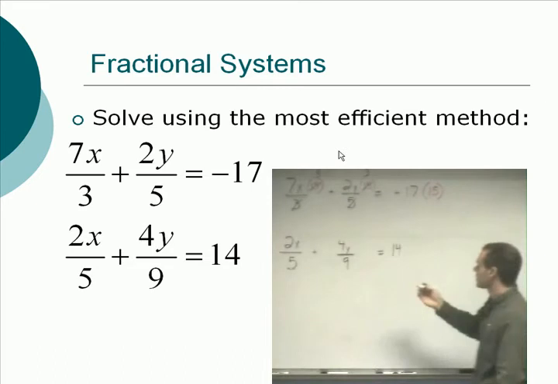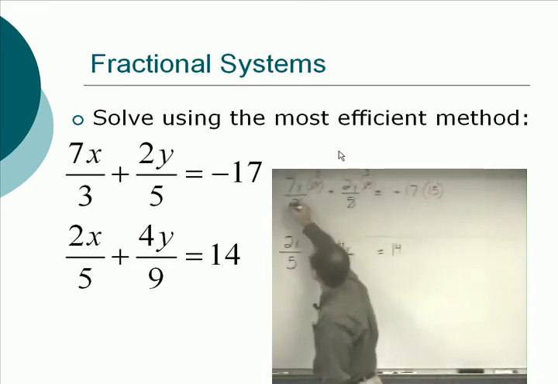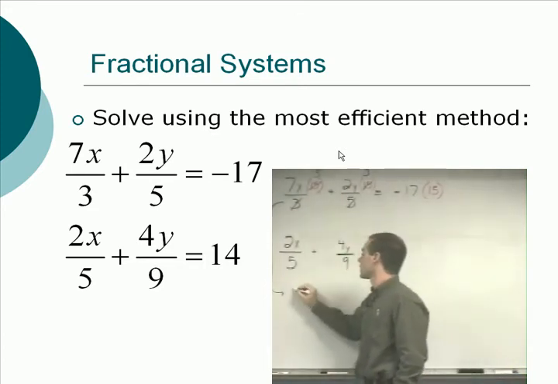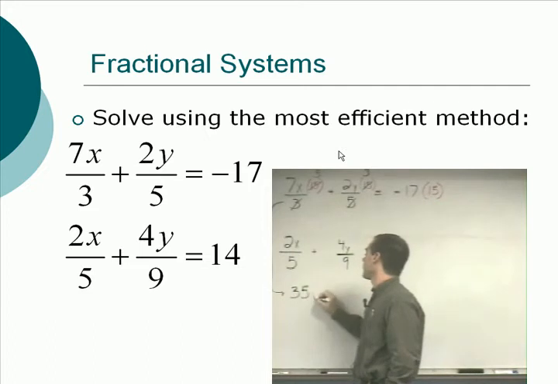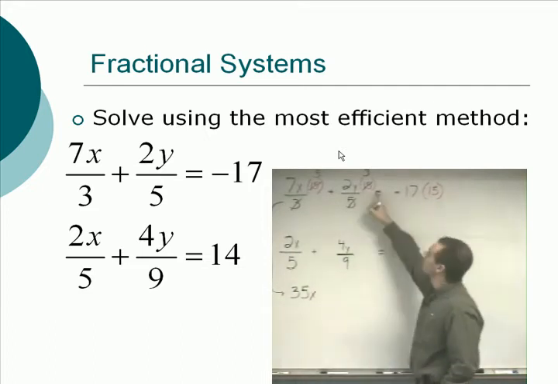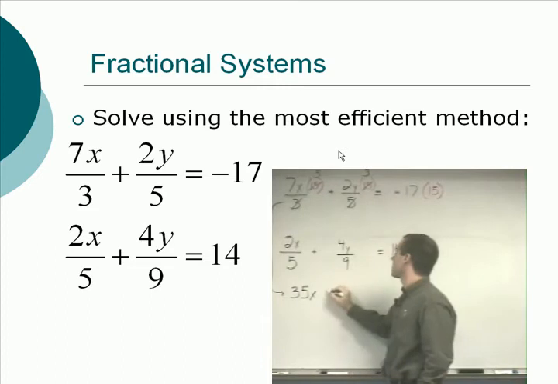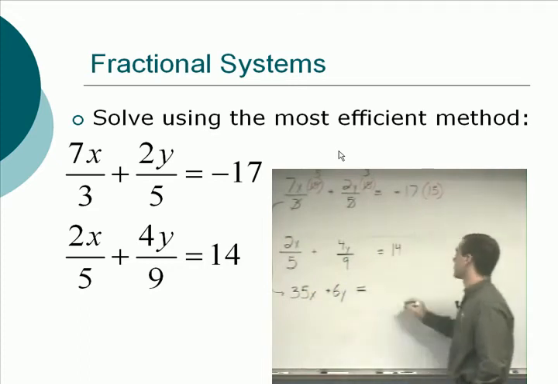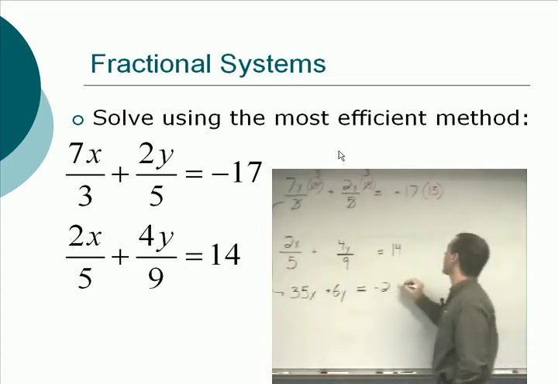So what does the new system become? Let's take this top equation and write it down here. Our first term becomes 35x. Our next term becomes plus 6y. And our final constant term becomes negative 255.